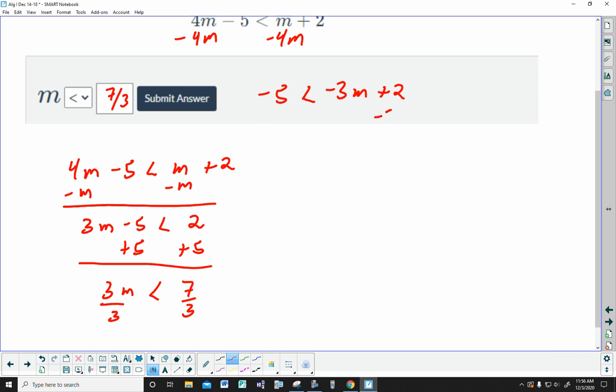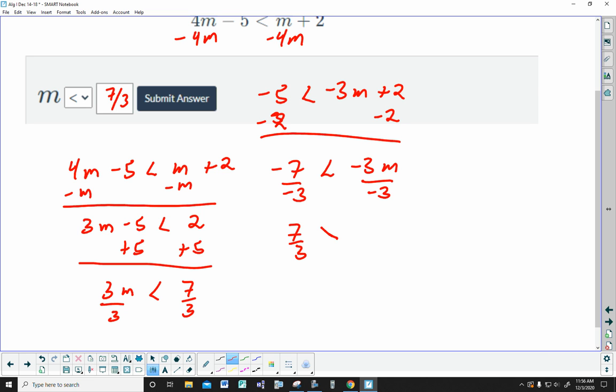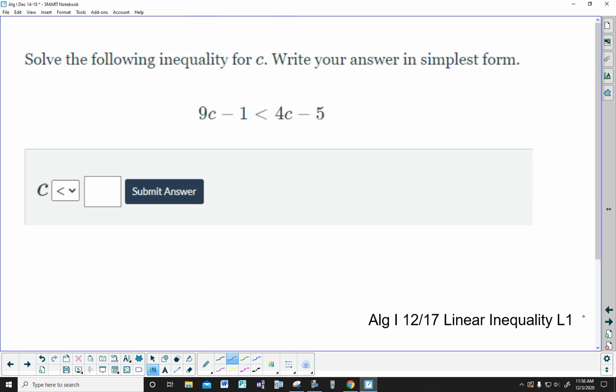If you had done it this way, just to prove it to you, minus 2. So I get negative 7 less than negative 3m. When you divide by the negative 3, that becomes positive. The inequality has to flip, and you have m. Notice it's still pointing at the m. And when you go to type it in, you have to remember that whatever direction it's pointing, if it's pointing at the m, you have to choose it. If it's pointing away from the m, you have to choose that one. Okay? All right, let's try one more.